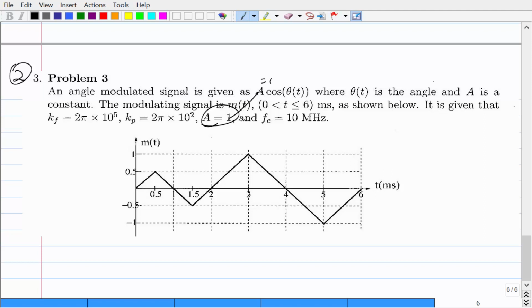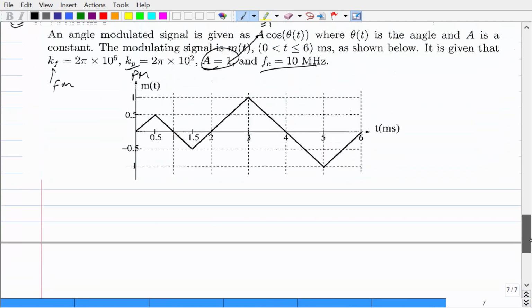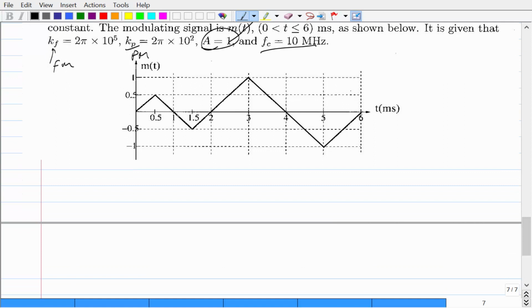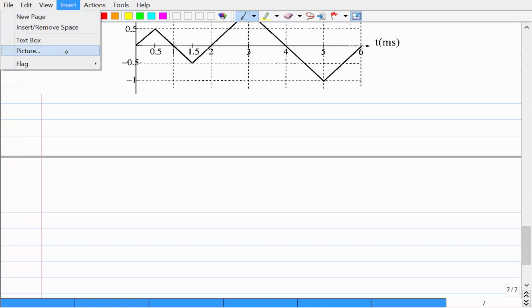Okay. So they also give you the sensitivity constant. There's one sensitivity constant for the frequency, so this is for FM. This is another sensitivity constant for phase modulation, for PM, and then the carrier frequency is 10 megahertz. So this is our message signal here. The modulating signal is m of t, and we have a message signal from 0 to 6 milliseconds. So this is what the message signal looks like. Our job is to sketch what the frequency modulated and phase modulated signals would look like, given that this is our message signal. All right, that's totally fine.